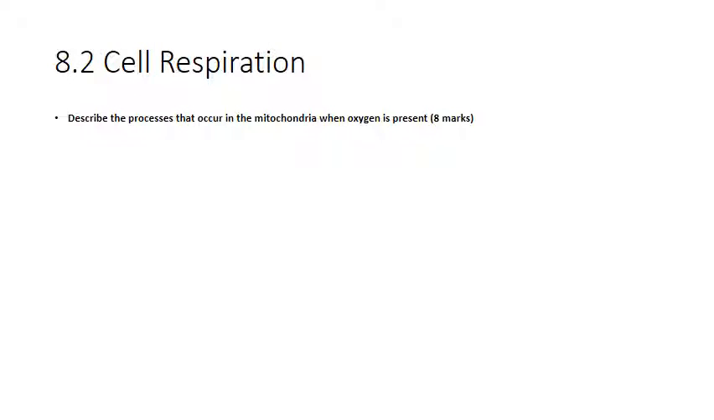Okay, how about this question? Describe the processes that occur in the mitochondria when oxygen is present. Well, it's kind of a dumb question because you can't get into the mitochondria if there's no oxygen present. They're just trying to confuse you. What they're trying to say here is describe the processes of aerobic cell respiration. Don't get confused. It's an 8-mark question. Just write everything you know about what happens in the mitochondria. So let's check out this mark scheme here.